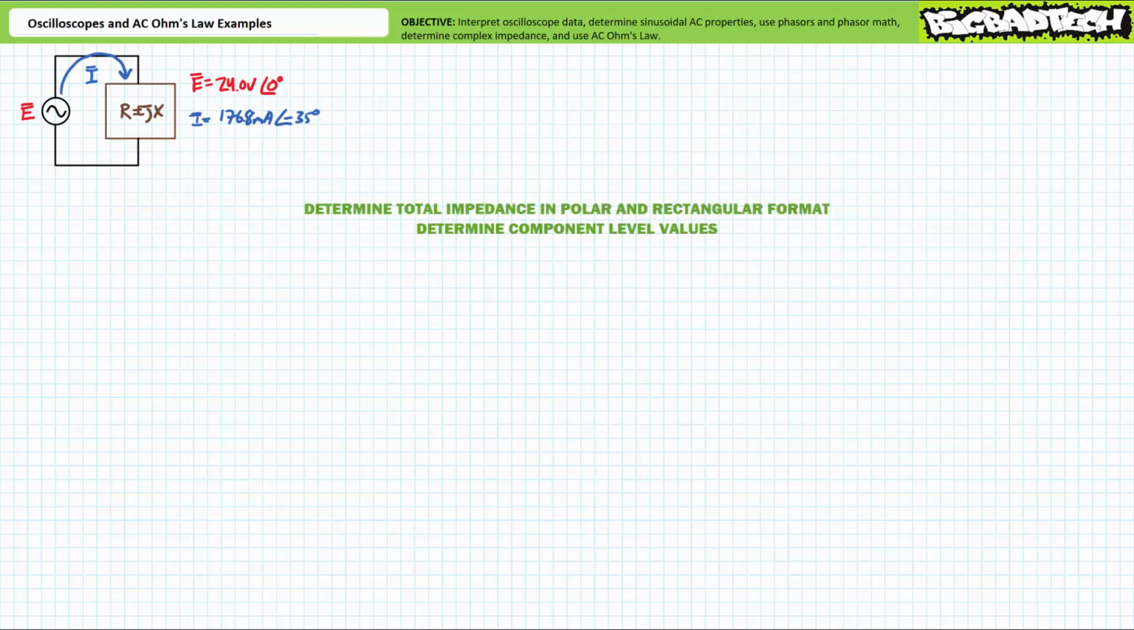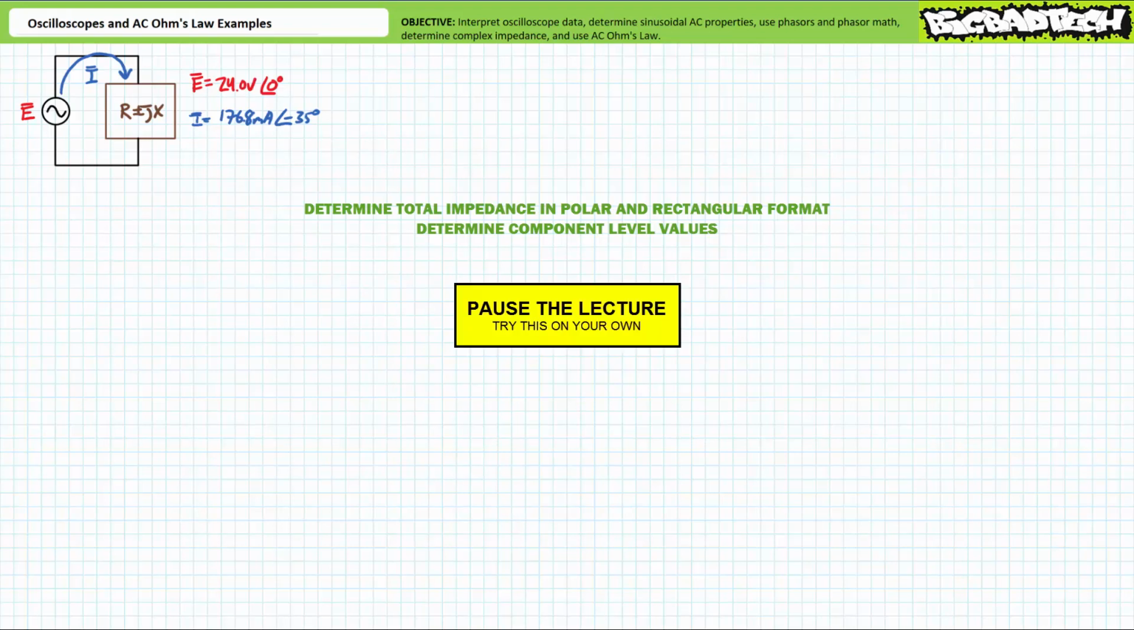See if you can determine the total impedance for this circuit in polar format. Once you've got total impedance in polar format, resolve it into rectangular format. Once you've got total impedance in rectangular format, determine the component level for the two impedances comprising this unknown impedance. Again, component level values. We're looking for the exact components that will exhibit these same properties at this particular excitation frequency, in this case 138.9 Hz. By all means, pause the lecture and try this on your own.